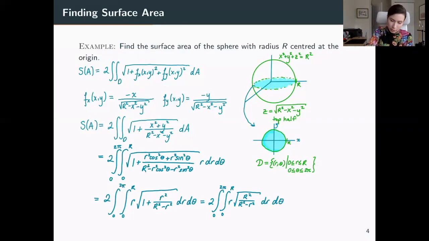To evaluate this integral, notice that we have our r squared here in the denominator. We can do a basic u substitution here. I recommend taking our u to be equal to big R squared minus little r squared, so that our du is going to be equal to negative 2r dr. We can make this substitution and evaluate this integral in the standard way.